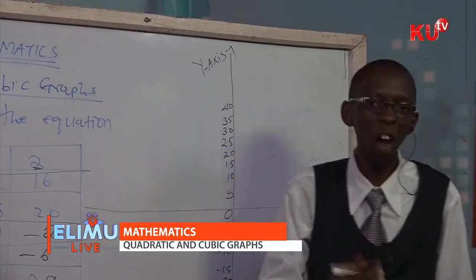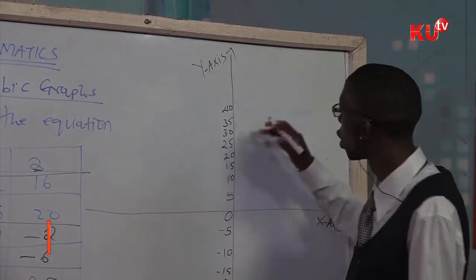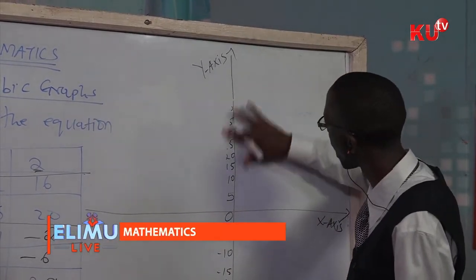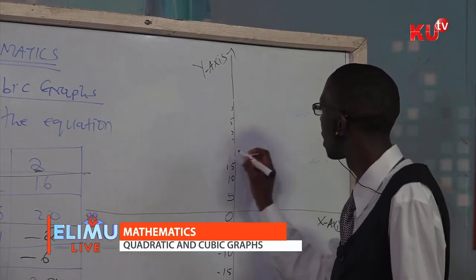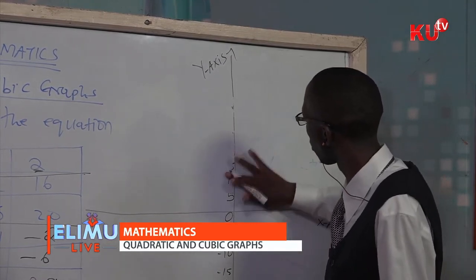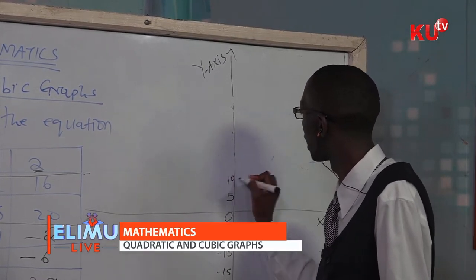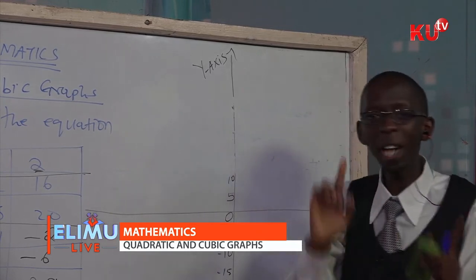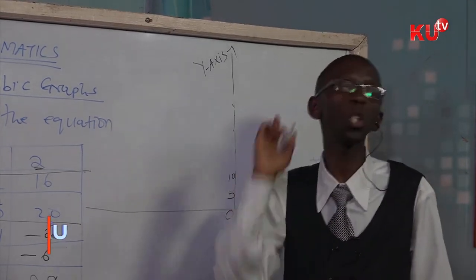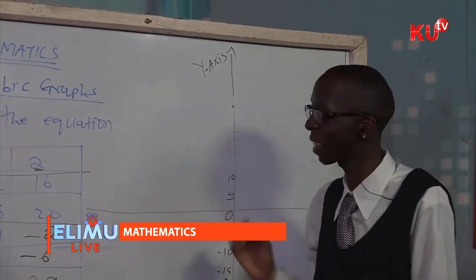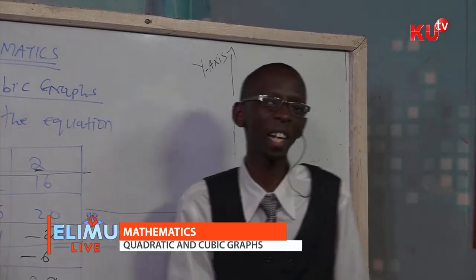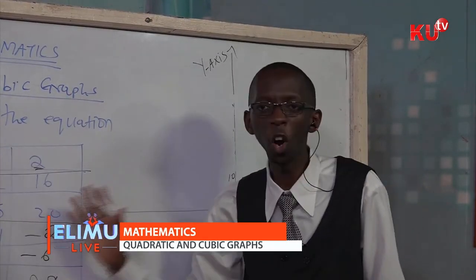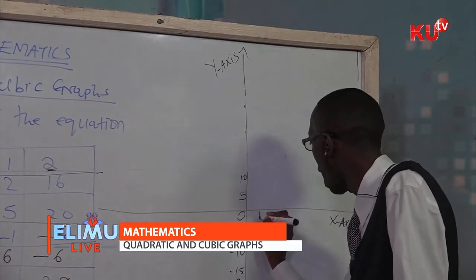So, what kind of a scale are we using? We are using a scale of 1 centimeter to represent 5 units. And then you can use a scale of 1 centimeter to represent 1 unit on the x-axis.